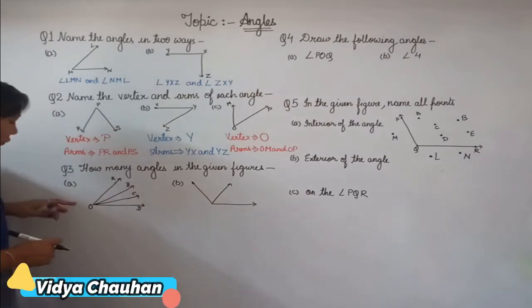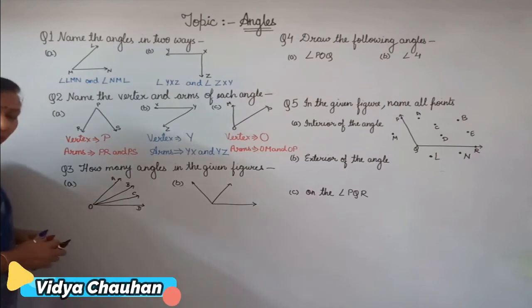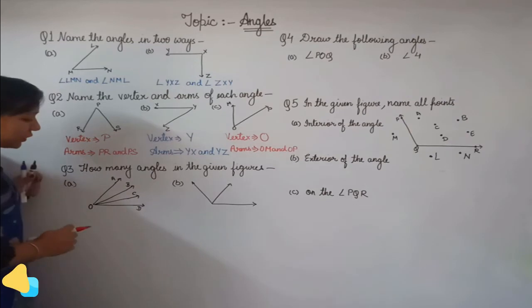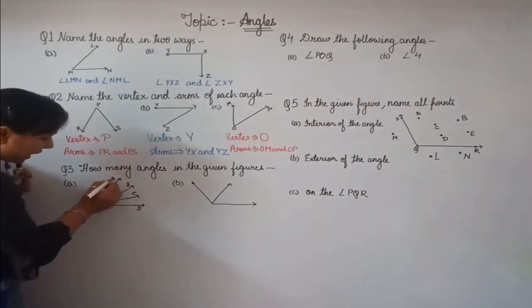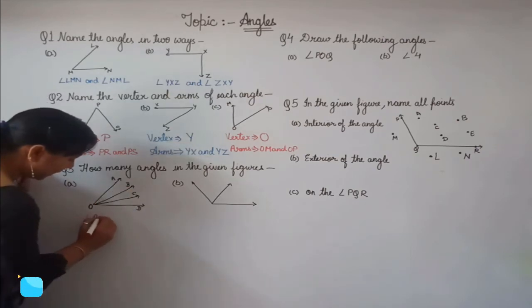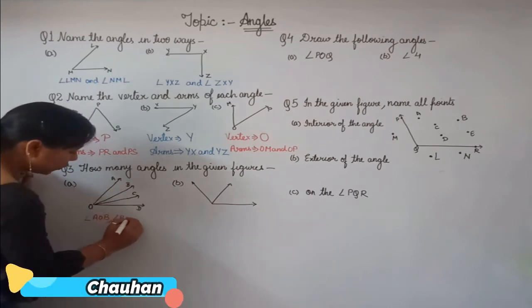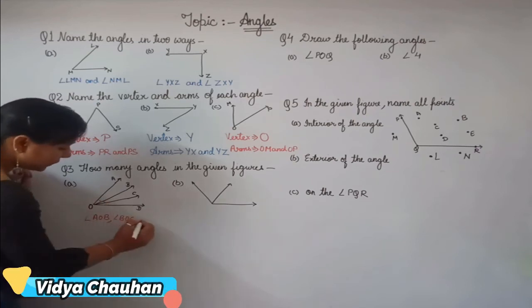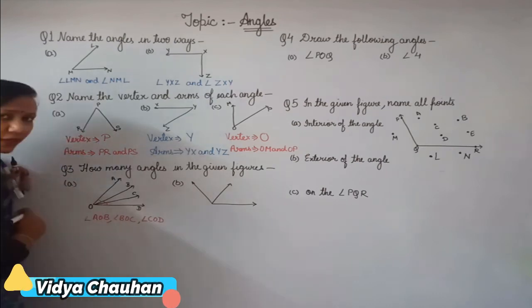Okay, students? So the vertex of the angle is O, and there are four arms from the vertex O. Okay, students, now it's time to give the namings. So let's count the angles here. Very first, angle AOB. So if I am writing it as angle AOB, second angle is angle BOC. So angle AOB, angle BOC. Then angle COD. This is our third angle.